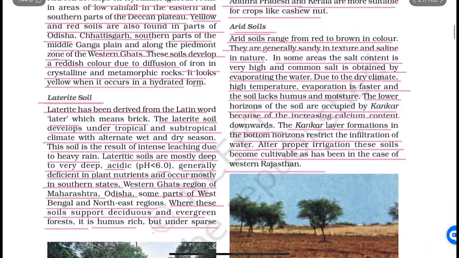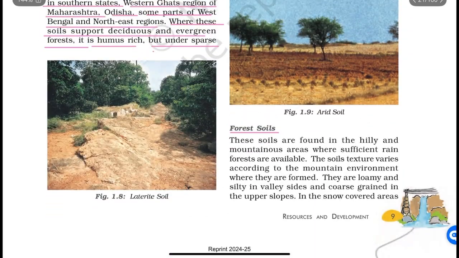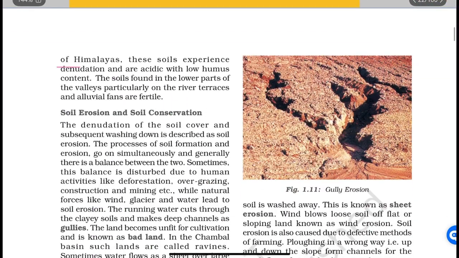Next is forest soil. I have missed forest soil, sorry. These soils are found in hilly and mountainous areas where sufficient rain and forests are available. The soil texture varies according to the mountain environment where they are formed. They are loamy and silty in valley sides and coarse grained in the upper slopes and the snow covered areas of the Himalayas. These soils experience denudation and are acidic with low humus content. The soils found in lower parts of the valley, particularly on the river terraces and alluvial fans, are fertile.